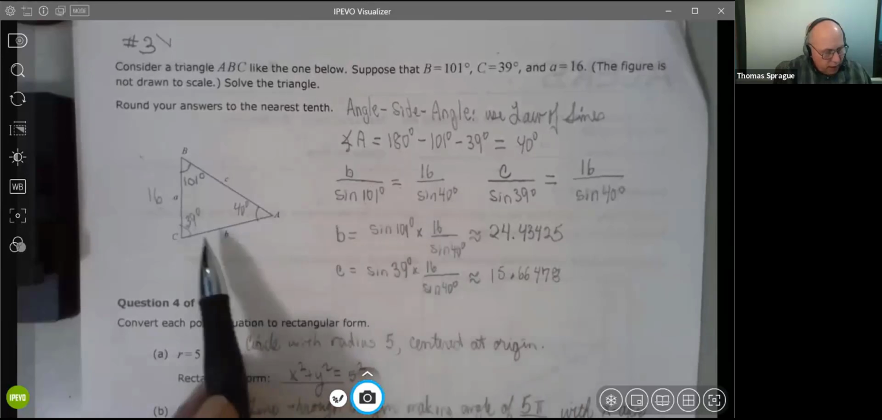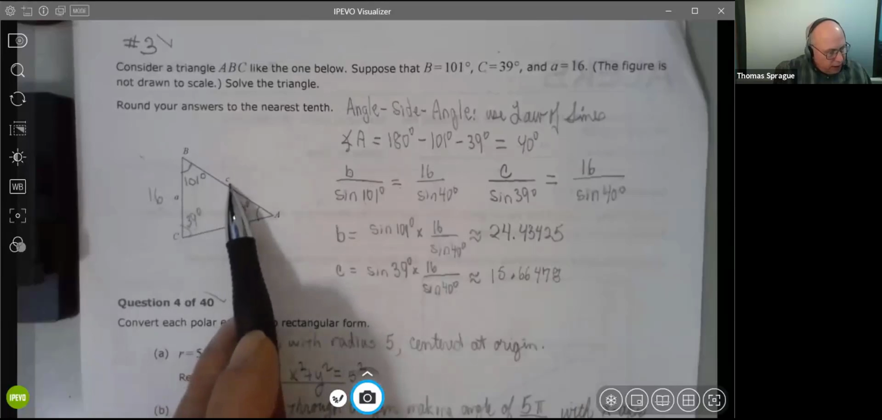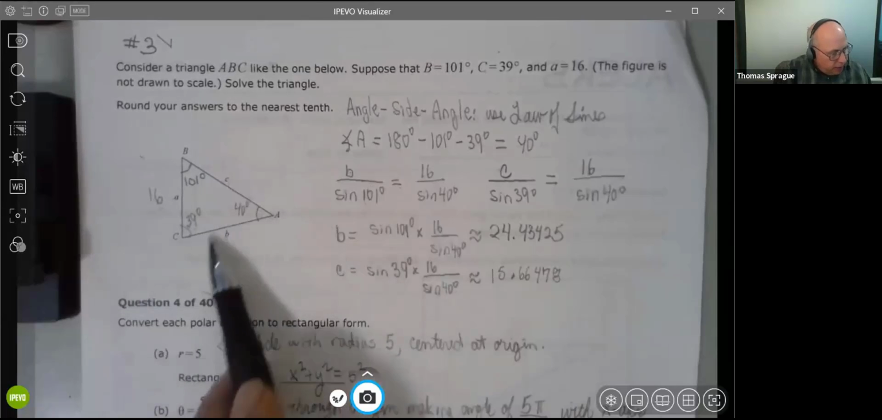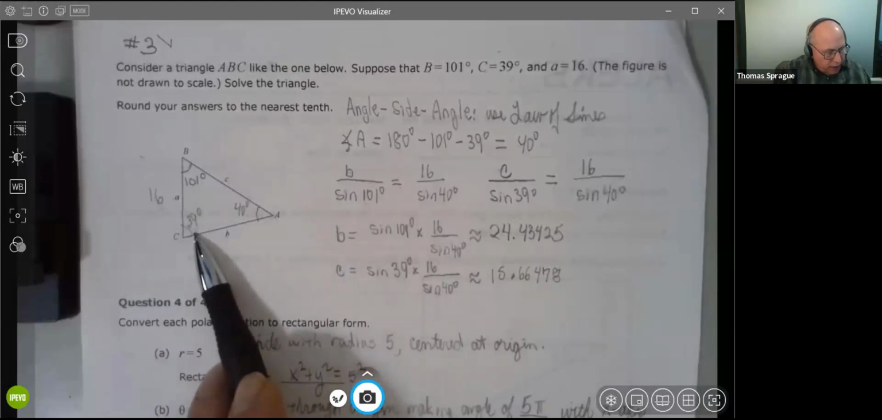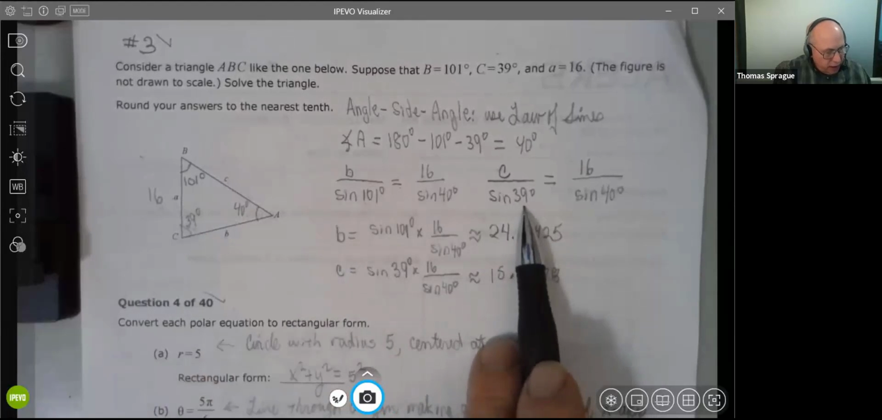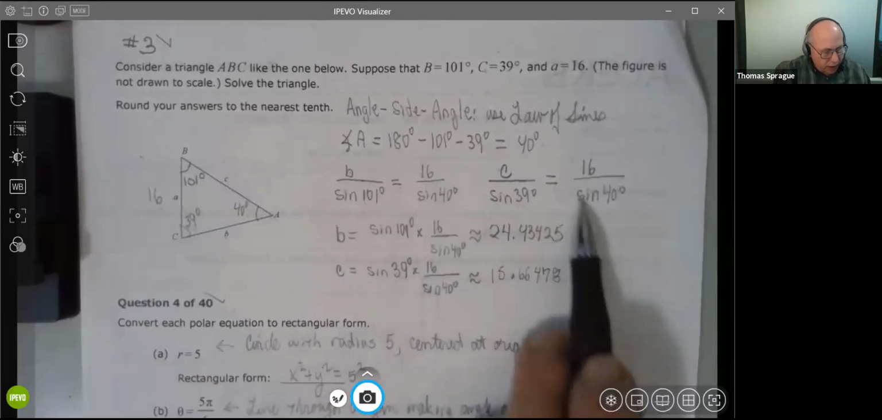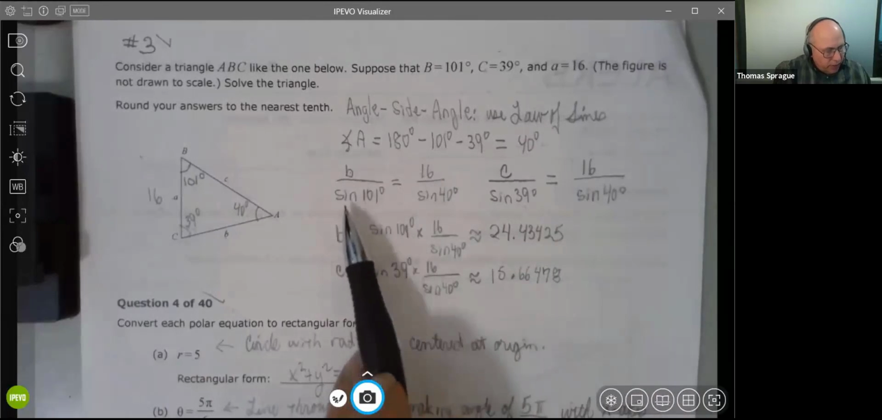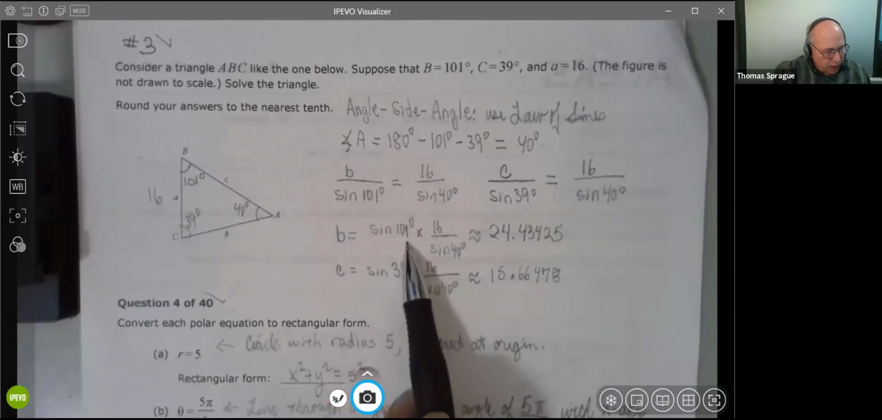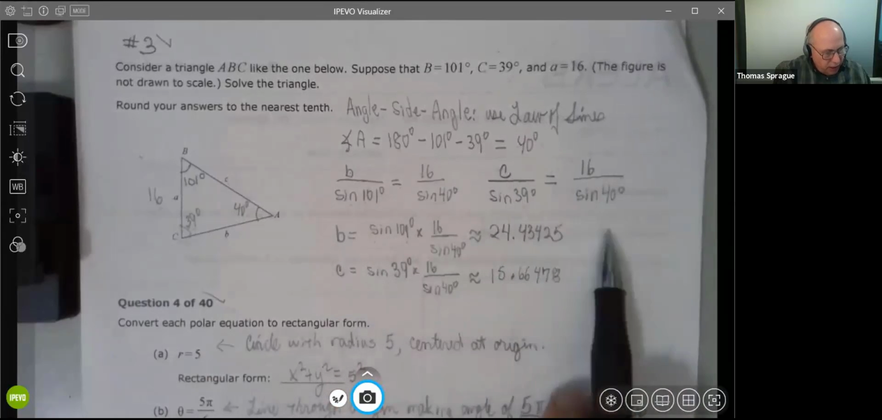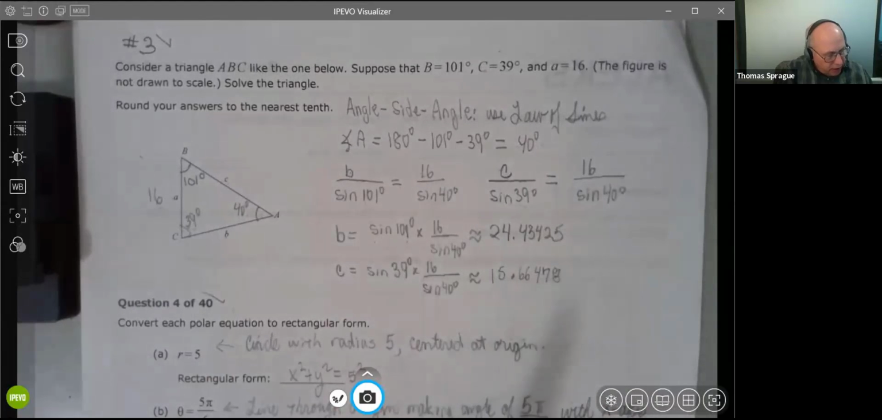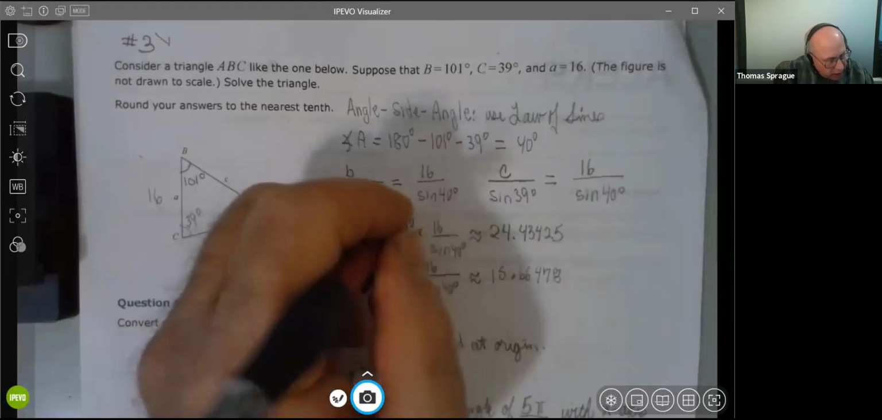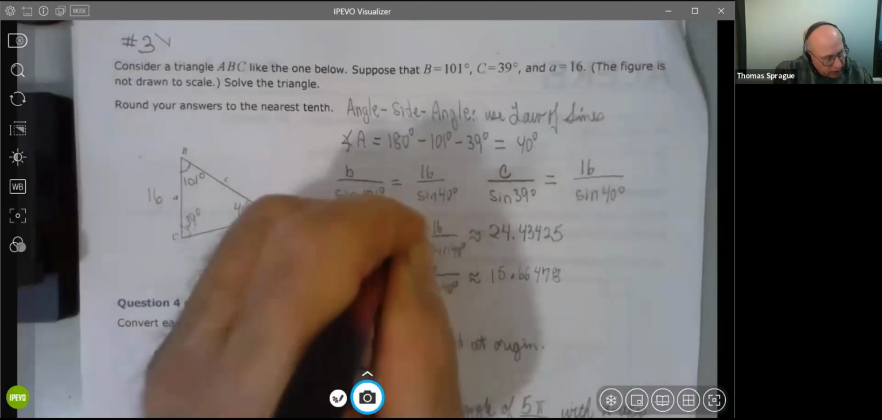And likewise, little c divided by the sine of its angle, sine 39 degrees, is also equal to 16 over sine of 40 degrees. So in the case of the b, you multiply through by sine of 101 degrees, and in the case of the c, you multiply through by the sine of 39 degrees. That's hard to read there. It says 101 degrees.